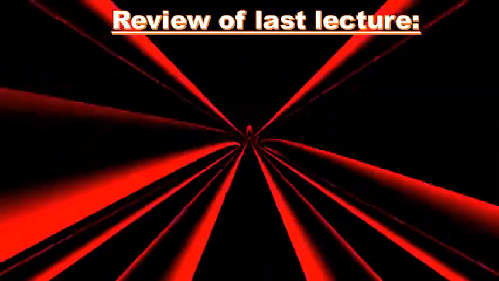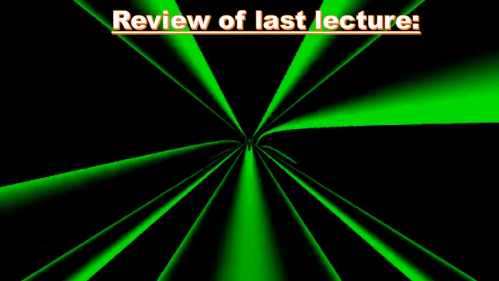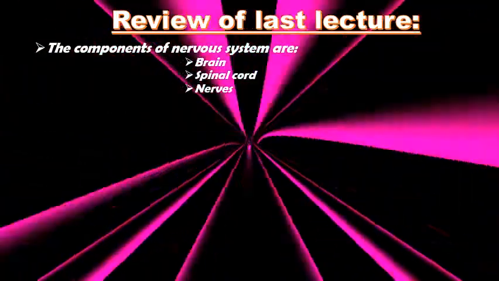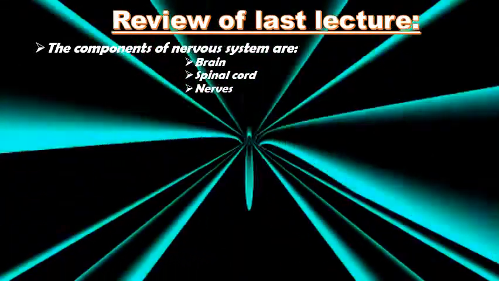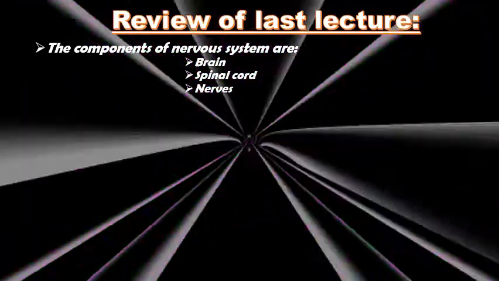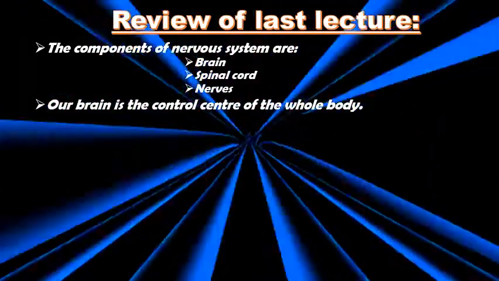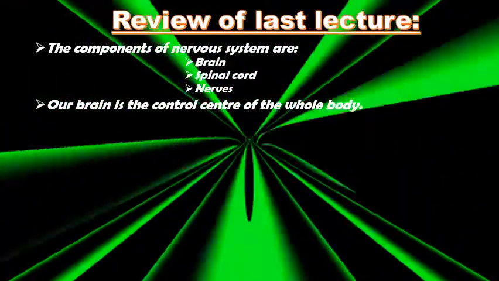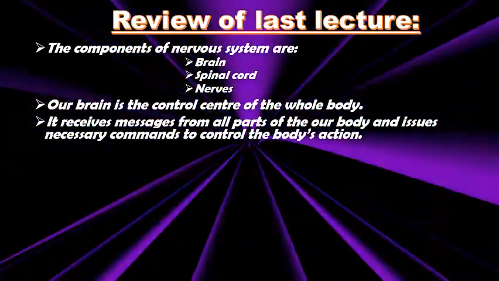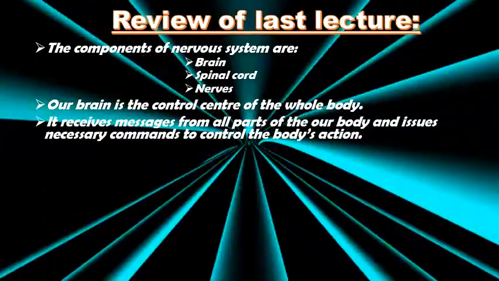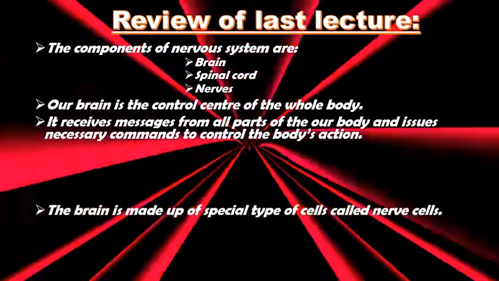Before going towards the new information according to today's lecture, let's have a review of our last lecture, of what kind of things we have learned in this chapter. We have learned about the components of nervous system, and there are three main components: brain, spinal cord and nerves. After this we learned that our brain is the control center of our whole body. It receives messages from all parts of our body and issues the necessary commands to control the body's action.